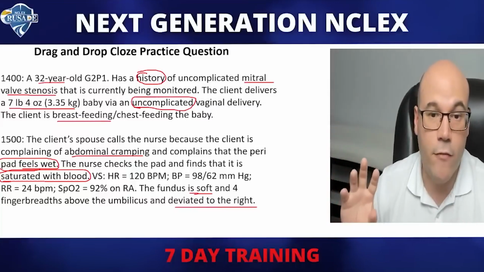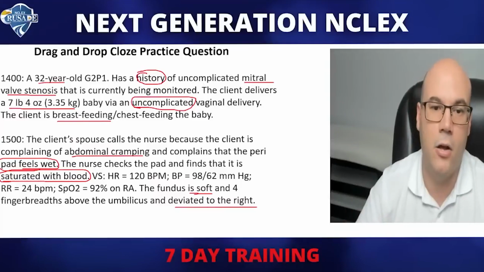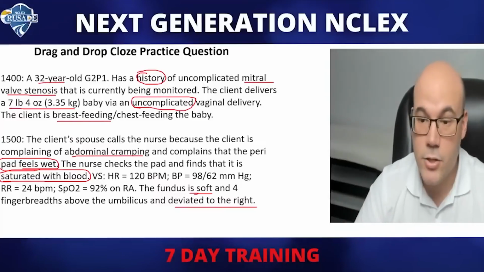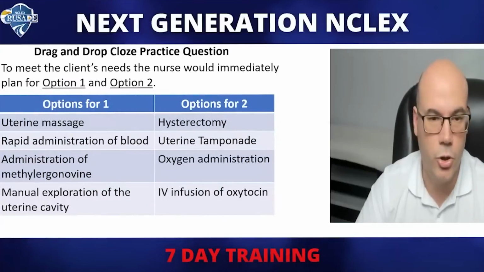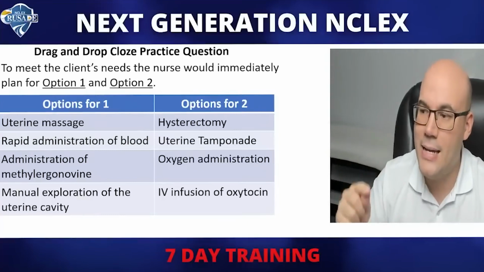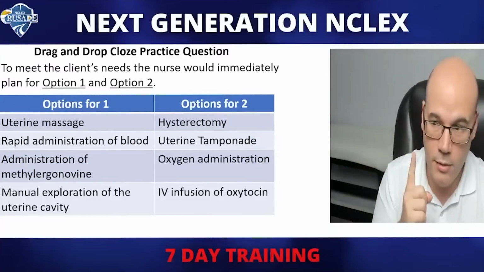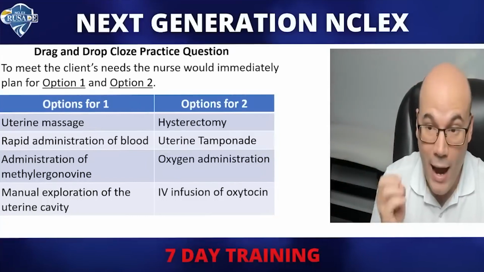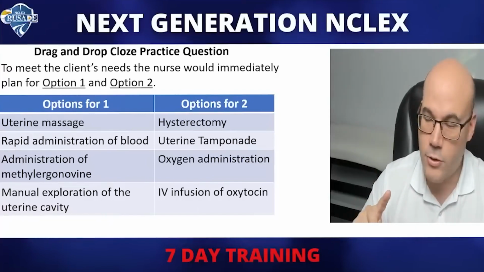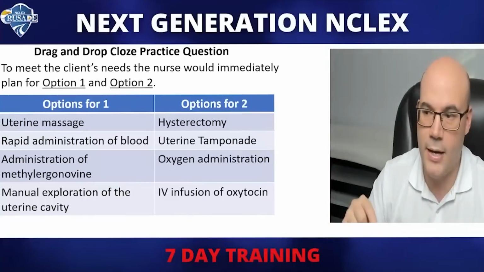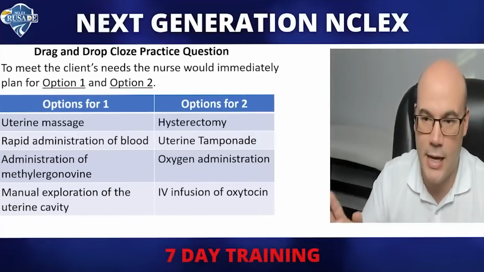So based on this information, now we're going to do a drag and drop cloze style of question. And it looks like this. Based on this scenario, what is an appropriate intervention to do? It says, to meet the client's need, the nurse would immediately plan for option 1 and option 2. So you have to select an answer from the options provided in option 1, and you have to select an answer from the options provided in option 2. Now, here's the key. You can only select one answer from each side of the table.